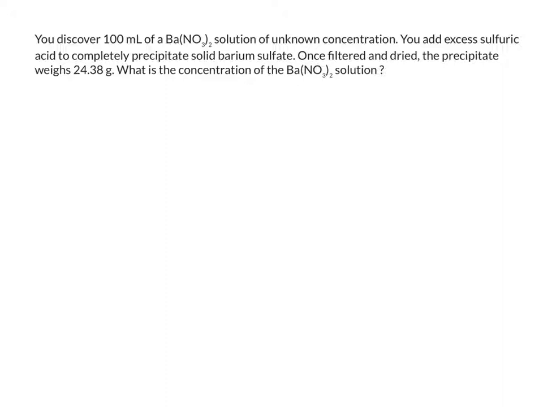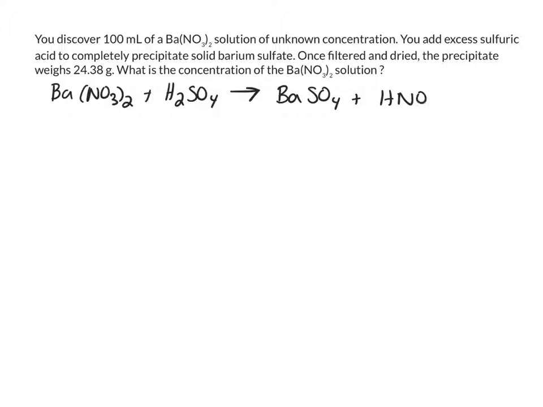Okay, so the first thing we have to do here is write out the equation. So what's happening is we've got barium nitrate, Ba(NO3)2. We're adding sulfuric acid, H2SO4. What's going to happen is we're going to see a double replacement reaction. So the barium is now going to combine with the sulfate. Both are charged +2, -2, so it's a 1-to-1 ratio. And then we're going to see the hydrogen combine with the nitrate to make now nitric acid. And I need to balance this, which looks like that's going to be a 2.